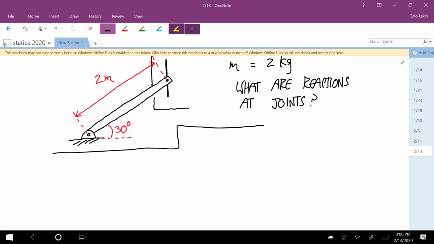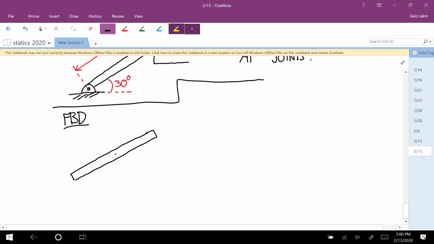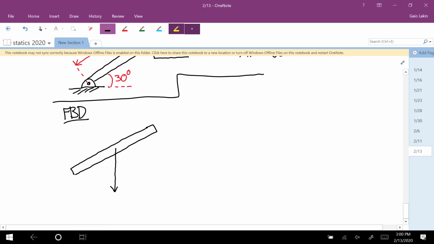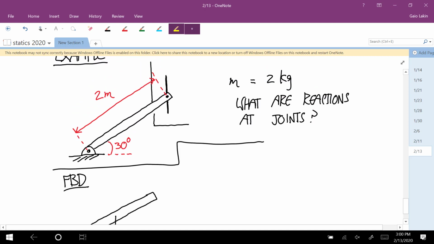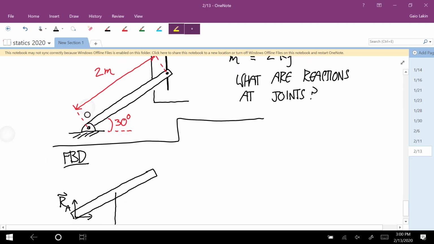So let's start with a free body diagram. You have to always do a free body diagram any time you're going to use Newton's laws. So there's a weight force that acts at the center of mass. That's 2 times 9.81, so 19.62. And then the two places where the surroundings make contact with the boundary, one is here. That's a pin joint, so I'll call that RA, that's an unknown vector. And then the other one is up here.